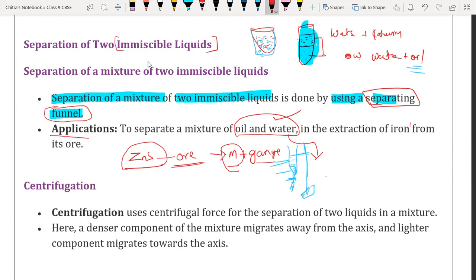If you want to understand that, you have to go through the froth flotation method. Let me wait a second.